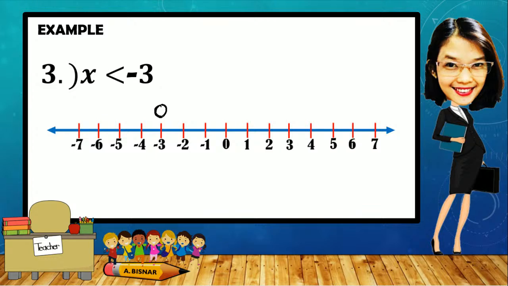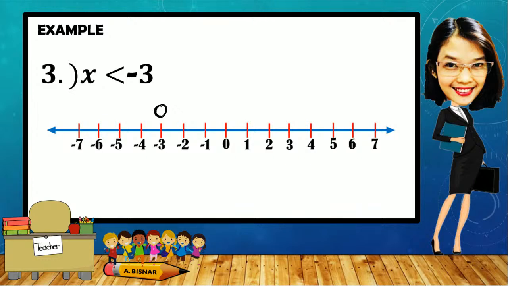Next, let's identify those numbers that are less than negative 3. Ano-ano yung mga numbers na mas mababa sa negative 3? Yung mga numbers ba na nasa kaliwa o yung mga numbers na nasa kanan? Ano sa palagay nyo? Yung nasa kaliwa or yung nasa kanan? Nice! Ang galing naman nung may kausap ako sa chat. Tama sila.